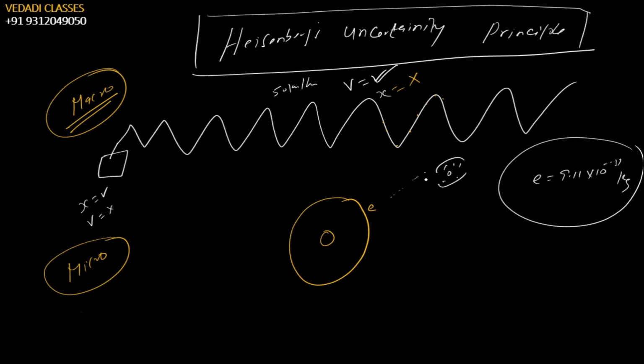So when visible light falls on the electron, since its mass is so small, it will change its path. So it is almost impossible to find out the exact position of the electron. You can't see the exact position of the electron.